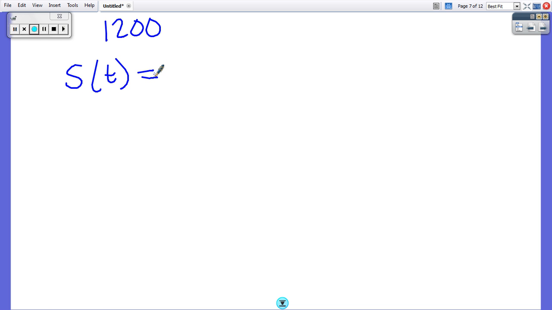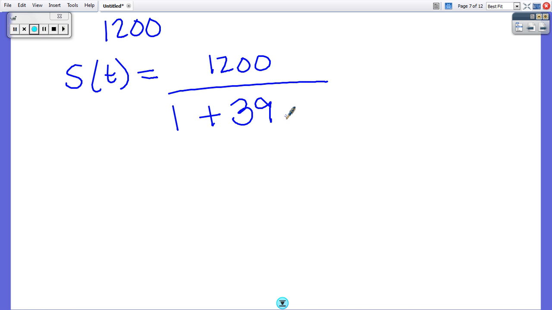So this is the spreading rate. 1,200 divided by 1 plus 39 e to the negative 0.9 t. That function models the number of students who have heard the rumor by the end of the day on day t. So we want to know by the end of day 0. End of day 0. So basically the end of the first day, but we call it 0. So we're trying to find s of 0.